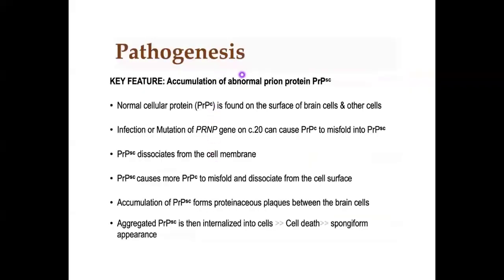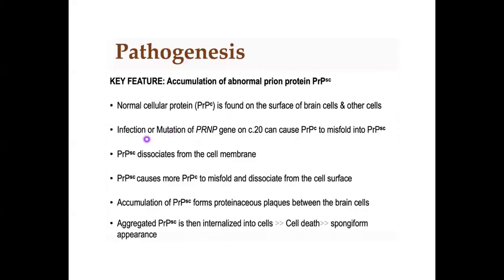Pathogenesis. This has a lot of biochemical names that you may get confused by. But the most important thing I want you to remember is that the normal prion we have in our body is going to be misfolded.